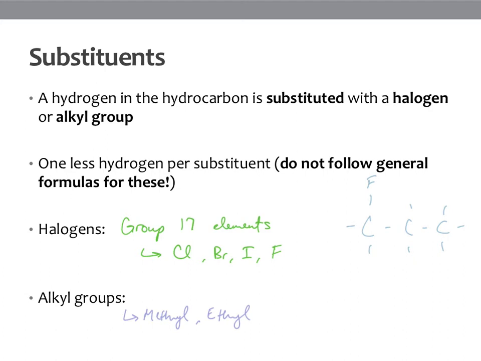So a methyl group looks kind of like this. It looks like a whole other hydrocarbon chain attached to the side, kind of. That's what it looks like for an alkyl group as a substituent.